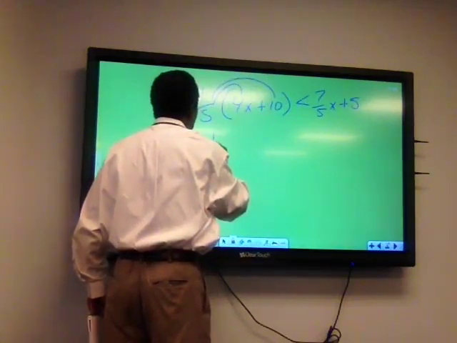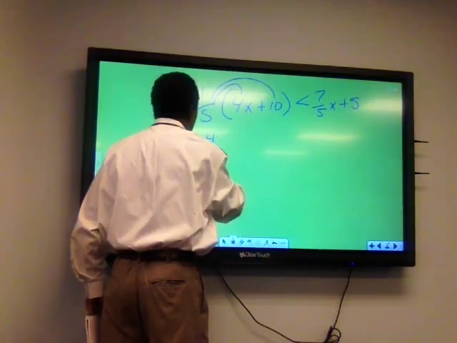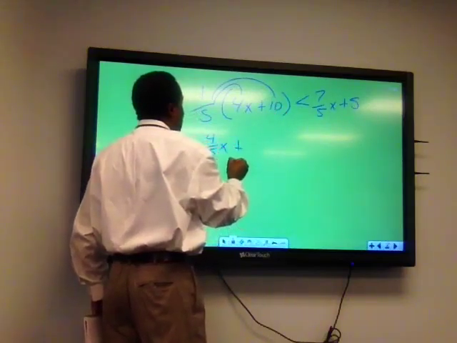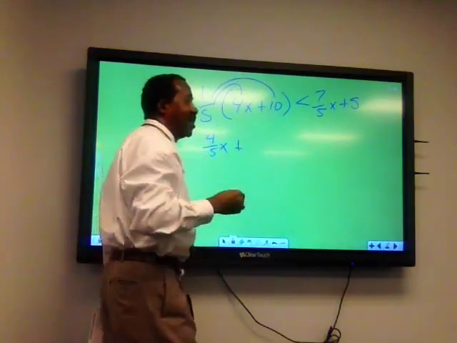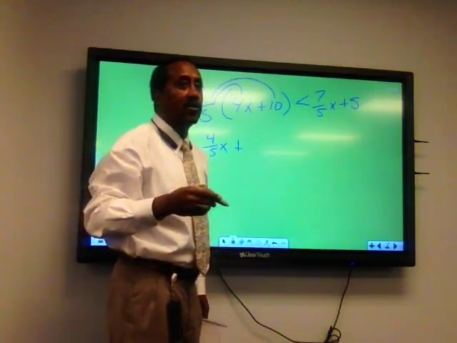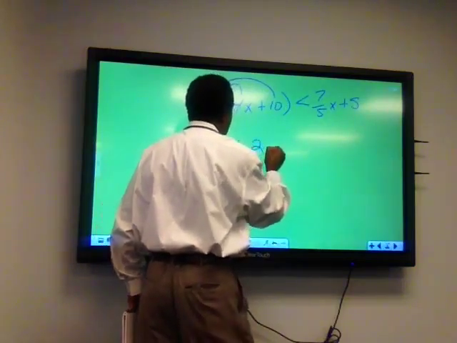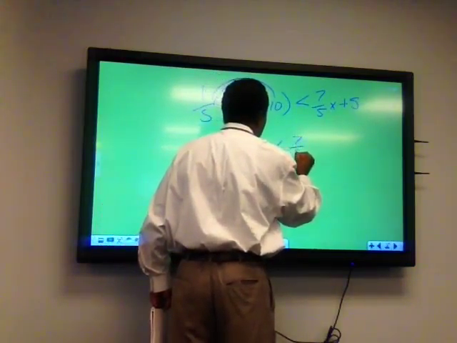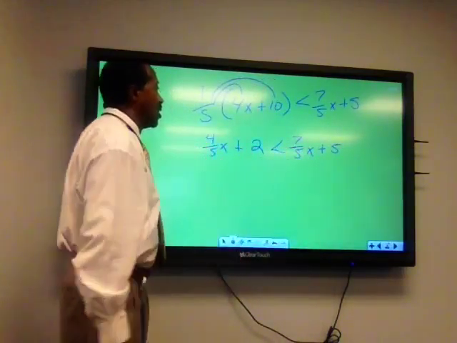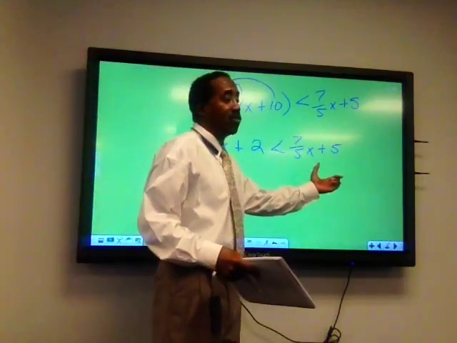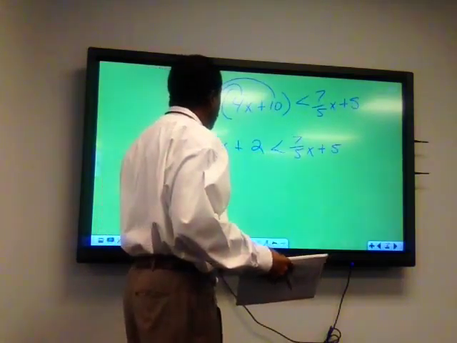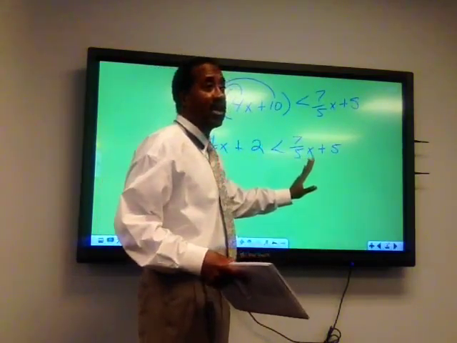So this will be 1/5 times 4x is 4/5x, plus 1/5 times 10, which is the same thing as 10 divided by 5. How much is 10 divided by 5? 2. Right? And that's less than 7/5x plus 5. We've got to put our variables and our constants on the same side. One thing you want to be careful of is to put your variables on the side where you don't get a negative number.